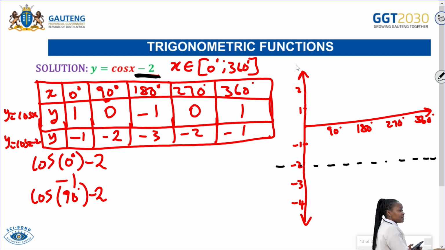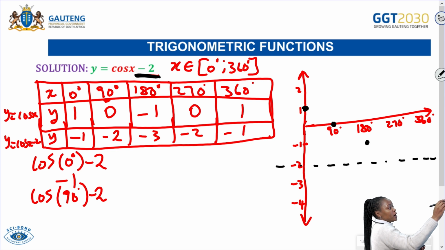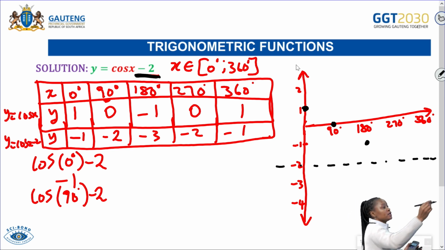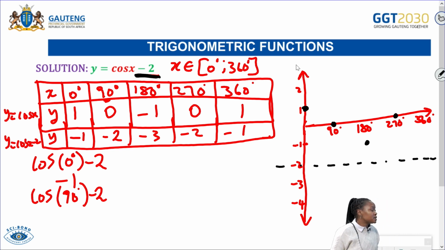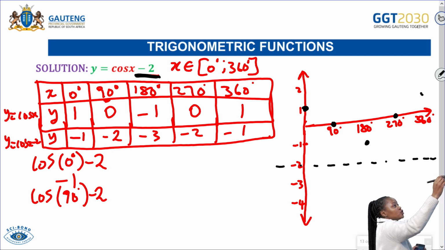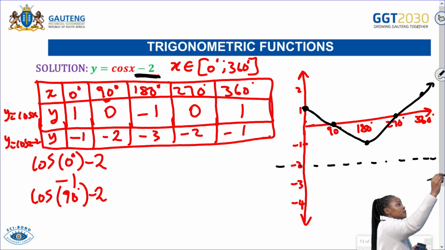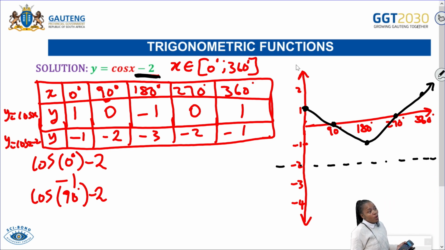Let's start by sketching the mother graph. You'll see what I'm talking about. So you'll have 0 is to 1. At 90 degrees you'll have 0, and then at 180 degrees you'll have negative 1, and then at 270 degrees you'll have 0, then at 360 degrees you'll have positive 1, so it's going to be somewhere there. You start from there, you join your points, so that's your graph of cos, right?